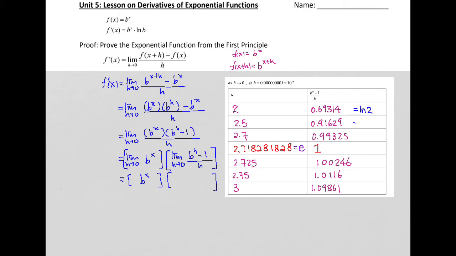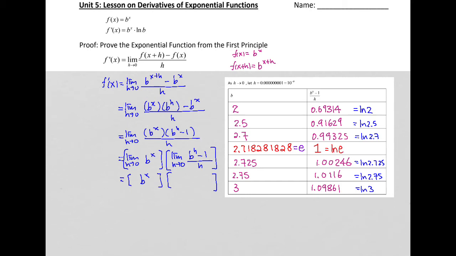And this is actually ln 2.5. And this is actually ln 2.7. This is ln 2.725. This is ln 2.75. This is ln 3. So now we know that when the base is e, the fraction will become a 1. So we call them 1 equals ln e.